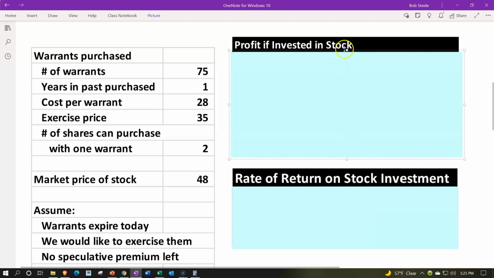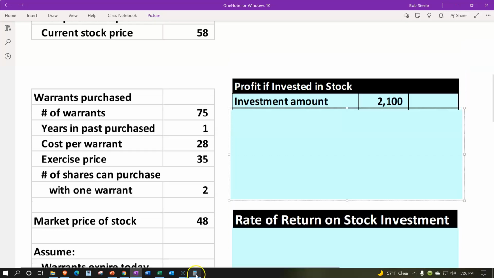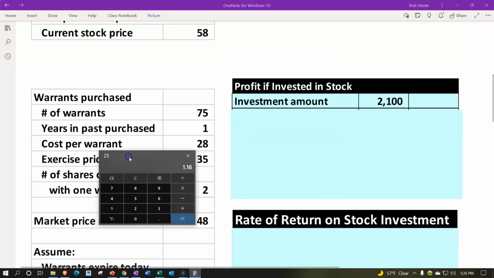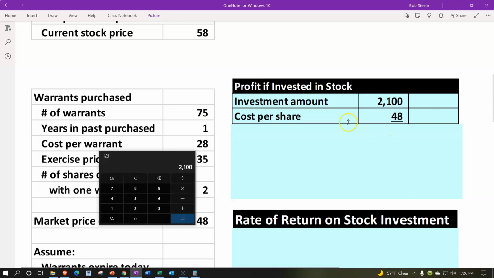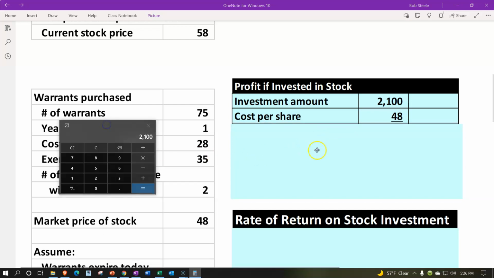So if we have the stock, we have a straightforward calculation. We have the investment amount, which is going to be the $2,100, calculated by pulling out the trusty calculator. We're comparing the same amount that we bought the warrants for. So we bought 75 warrants, and the cost per warrant was $28. So that's our $2,100 if we were to have bought the stocks for that amount and just bought them outright at $48, the market price of the stock.